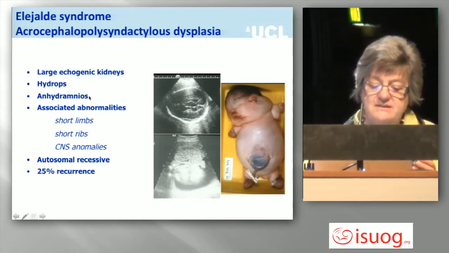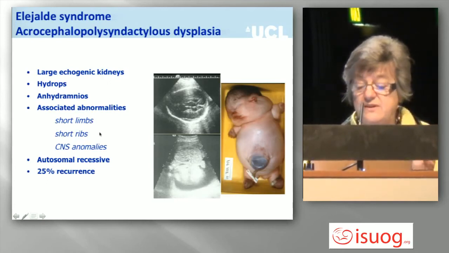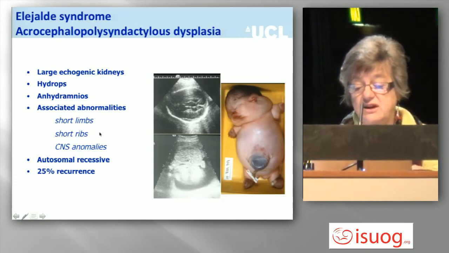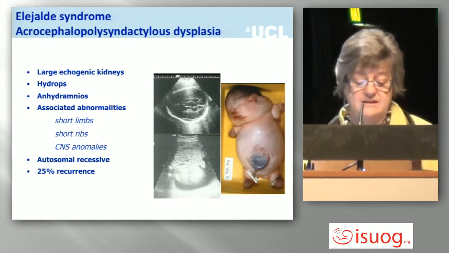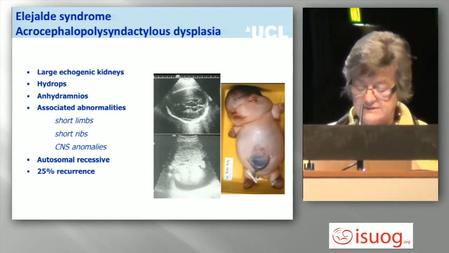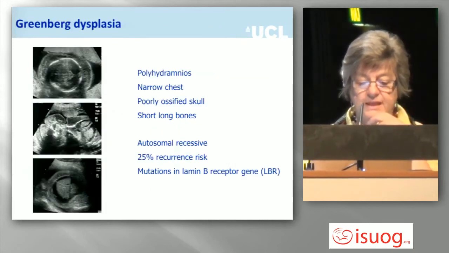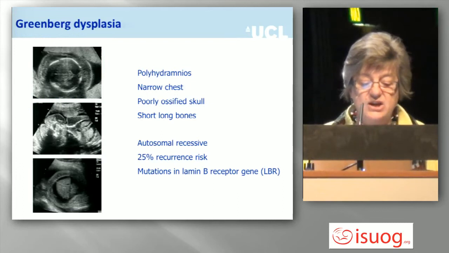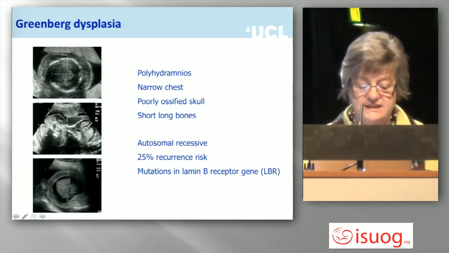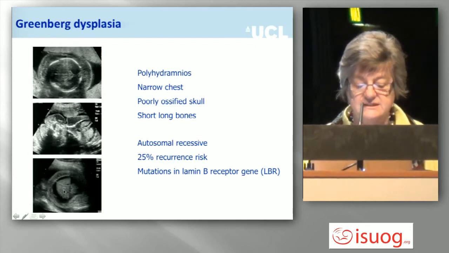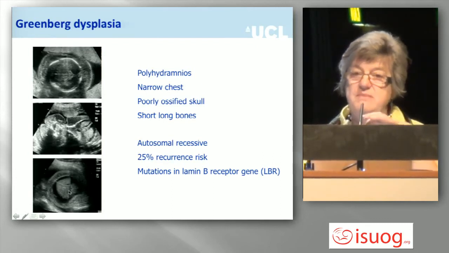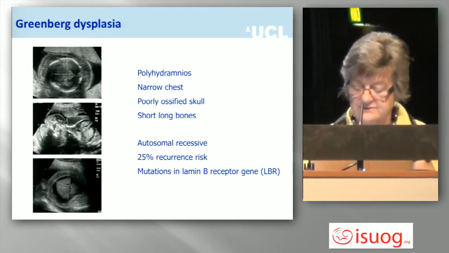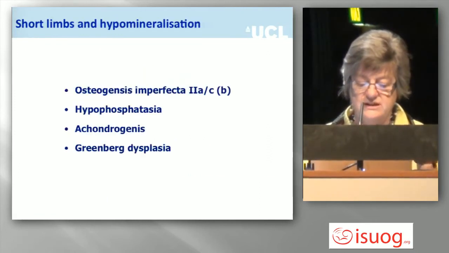So this baby had short ribs, it had a tiny, tiny chest. You could hardly see the ribs. This is autosomal recessive, and it's something called Ehlers-Danlos syndrome. Greenberg dysplasia is another one of the chondrodysplasia punctatas. Again, gross hydrops here, and a tiny, tiny chest. And here you can see the ascites here. Again, many of these conditions are going to be recessive, so it's very important to get a pathological diagnosis.